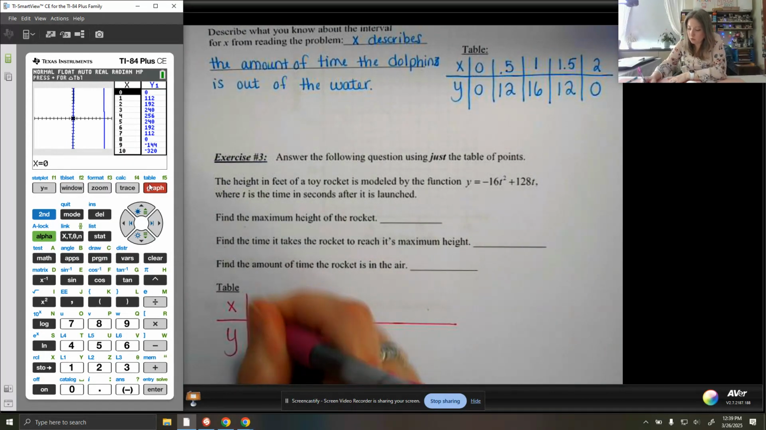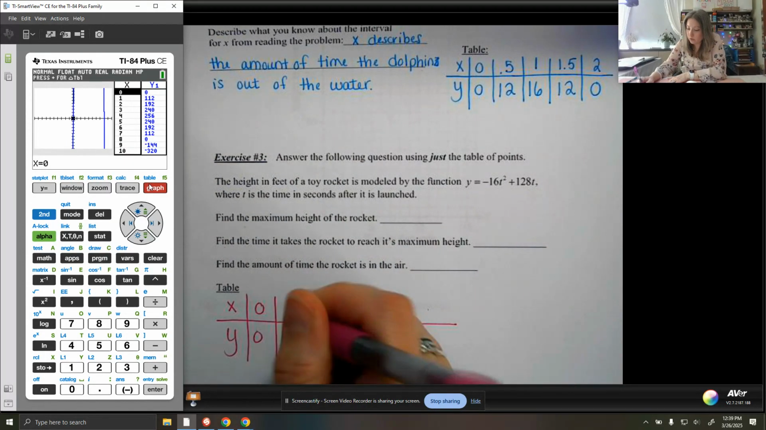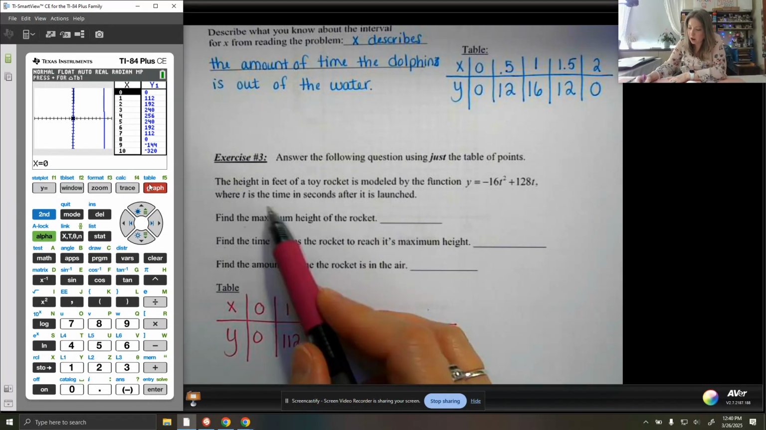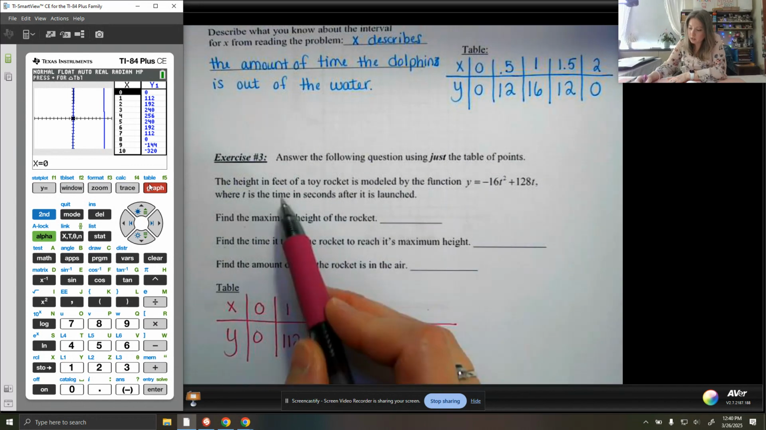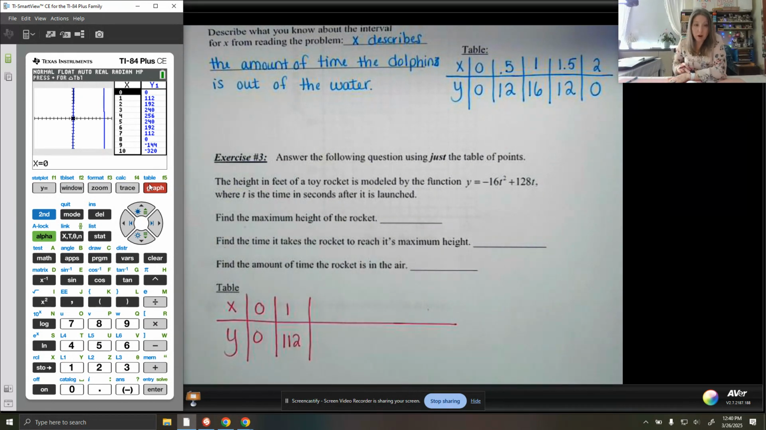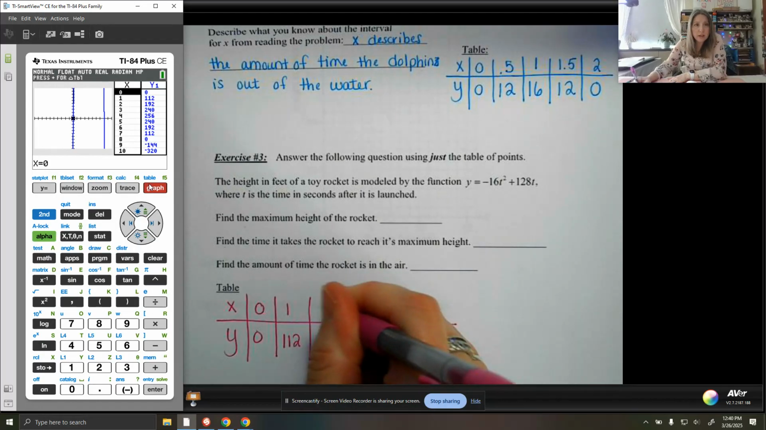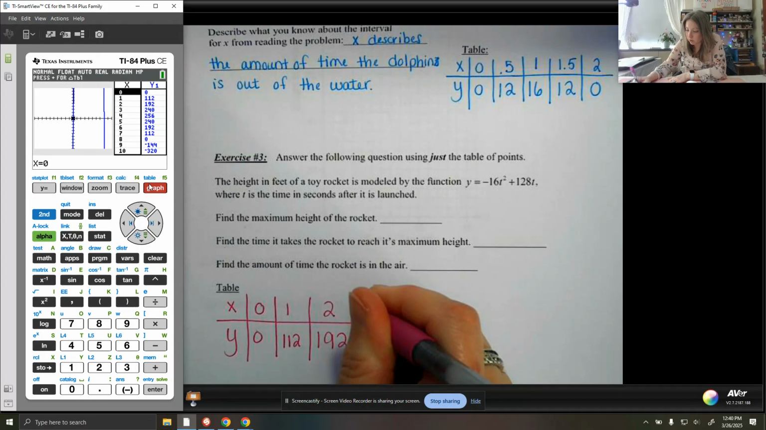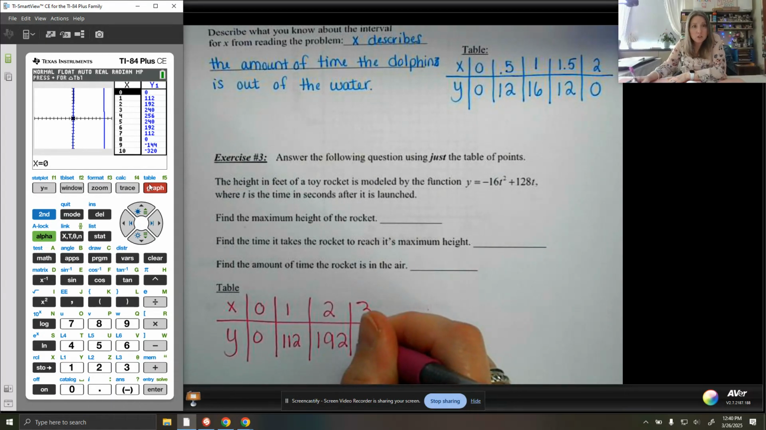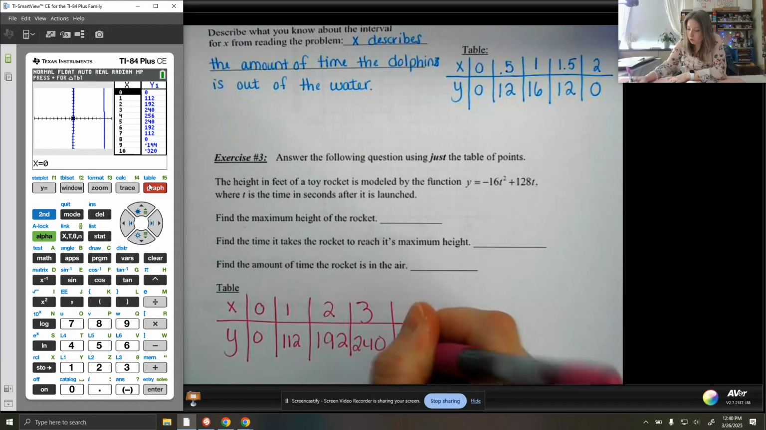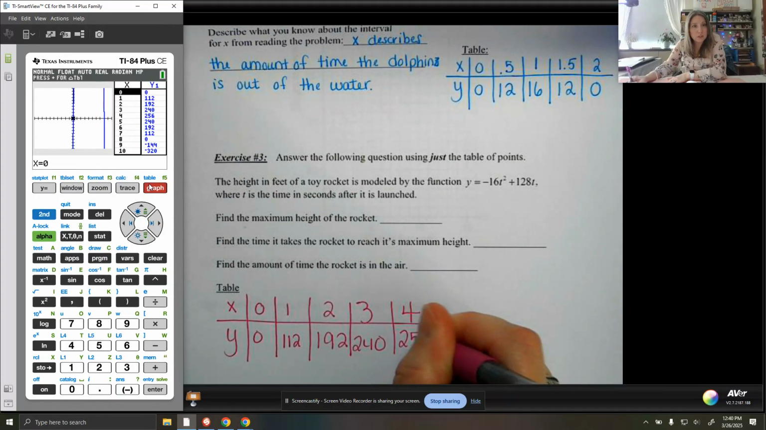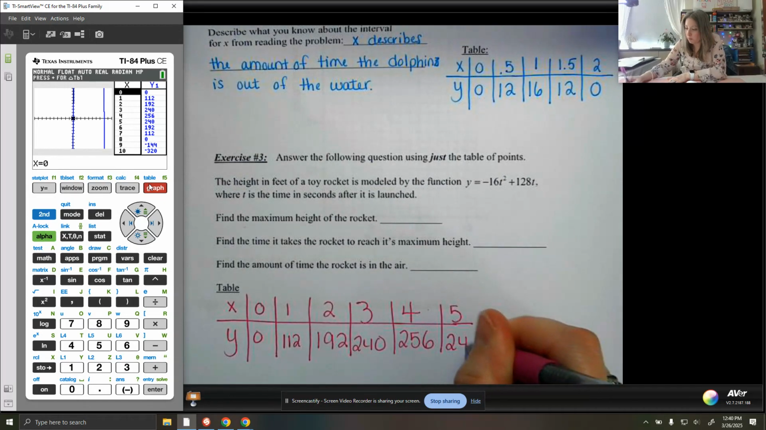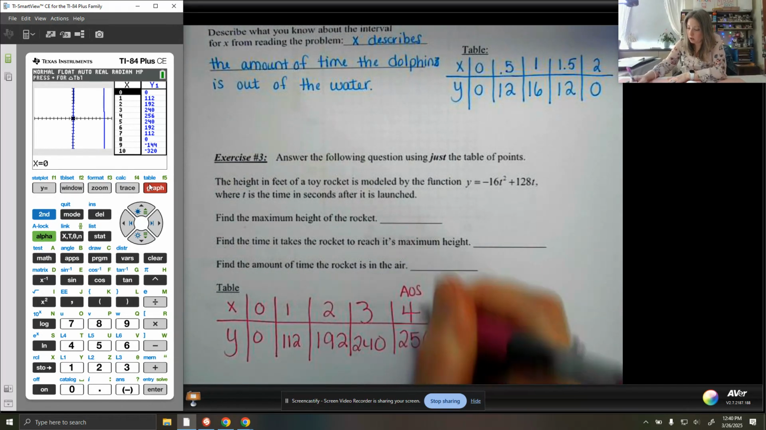So 0, 0, of course, starts this off. Then you've got 1 and you're up to 112 feet. So this is that rocket, time in seconds, and y is the height in feet for my rocket. 2 seconds, we're at 192. 3 seconds. Oh, good rocket. We are at 240. 4 seconds, we get up to 256. 5 seconds is back to 240. Oh, we found our axis of symmetry and vertex.